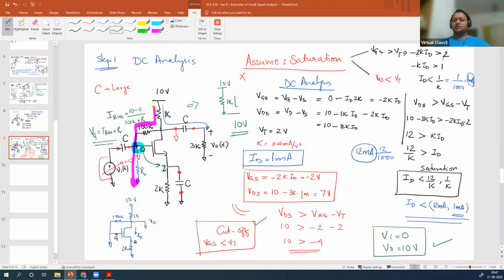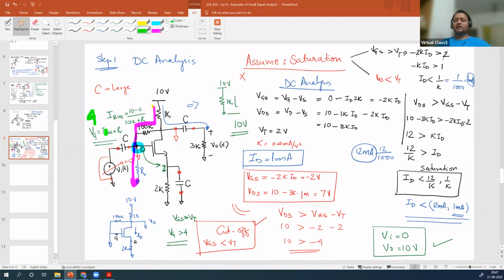Now, what is the condition? You want this value to turn on this device. VGS has to be greater than VT. VT you know is 2 volt. Source value you know is 2 volt. So 2 plus 2 is already 4. So this potential voltage has to be greater than 4 volt. That is, VG has to be greater than 4. If you fix VG equal to 4, you know what the bias value is. Find out what R is.